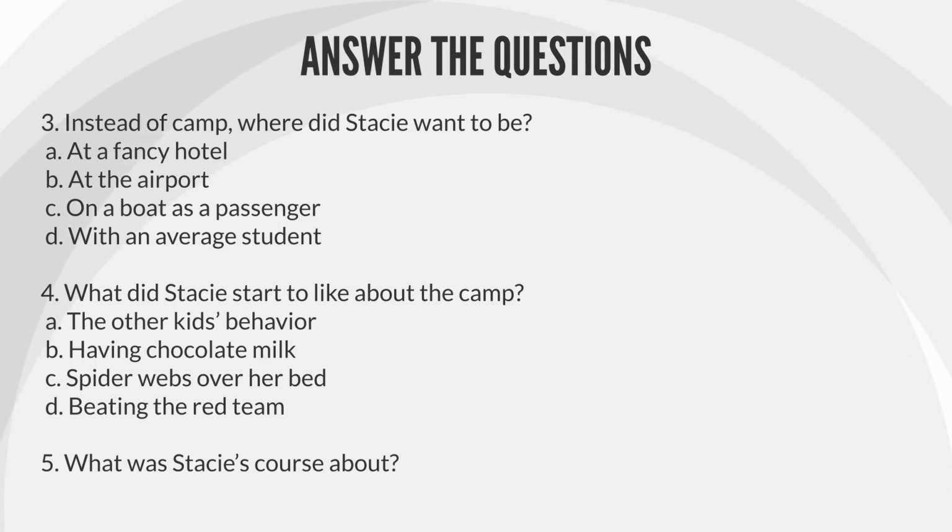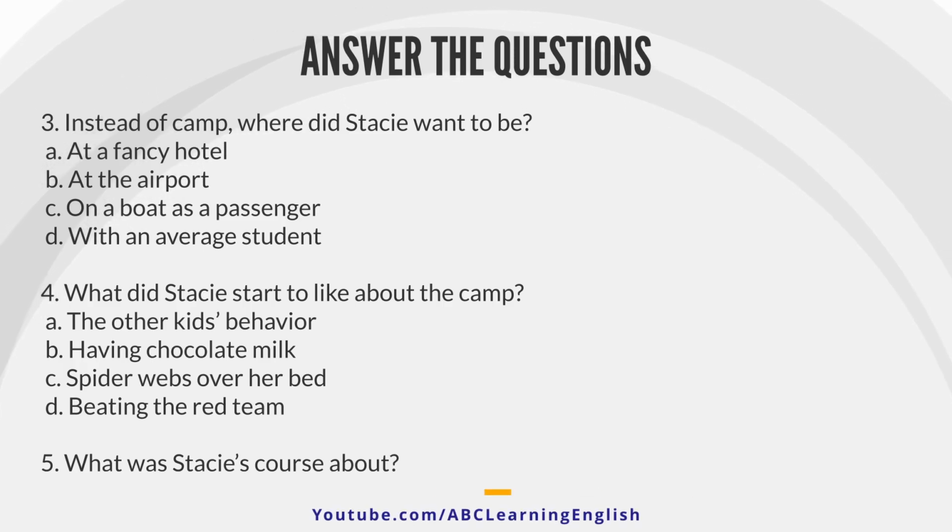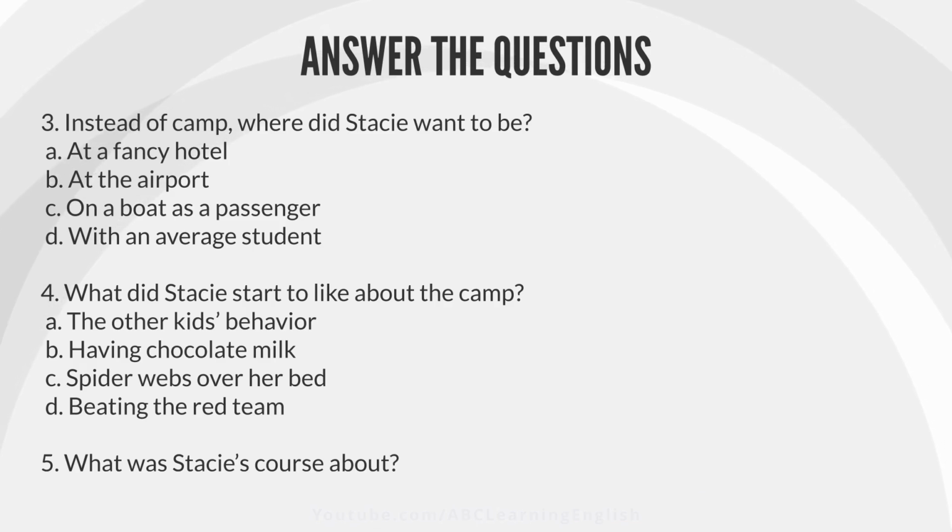4. What did Stacy start to like about the camp? A. The other kids' behavior. B. Having chocolate milk. C. Spider webs over her bed. D. Beating the red team. 5. What was Stacy's course about?